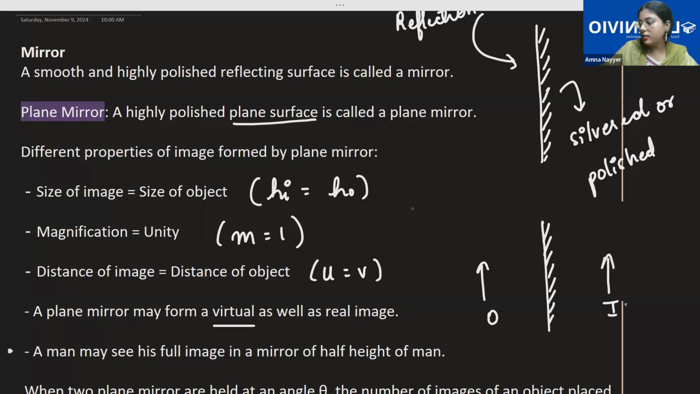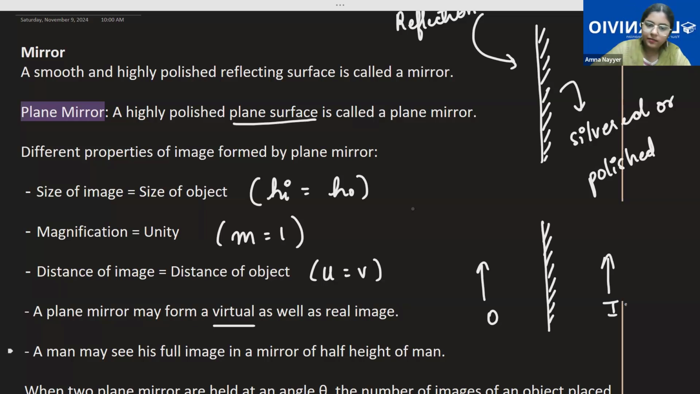So, what all things have you understood from these plane mirror properties? Just tell me quickly. Ma'am, the size of the image and the size of the object are the same, so magnification is 1 since the size is equal. And the distance of the image from the mirror and the distance of the object from the mirror is equal. And plane mirrors can form both real and virtual images.